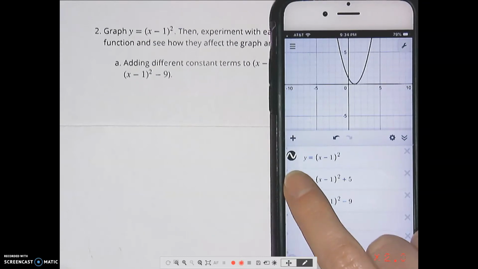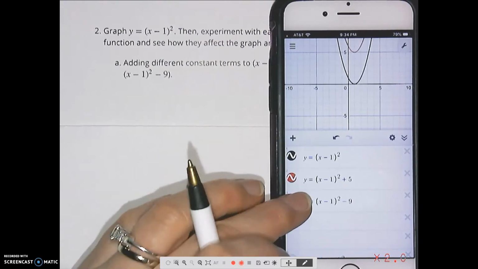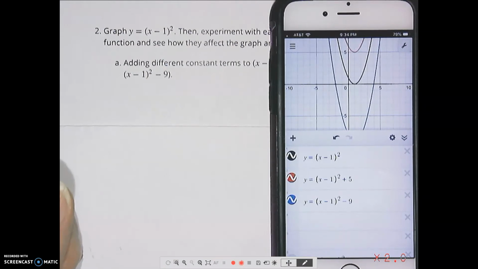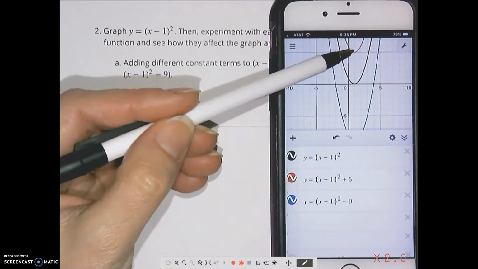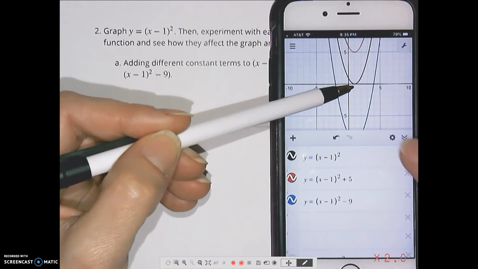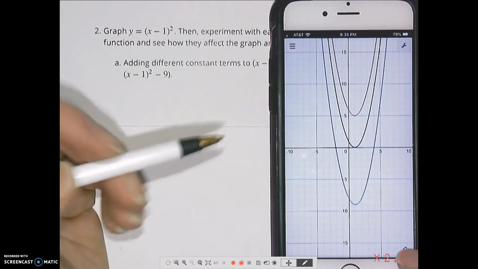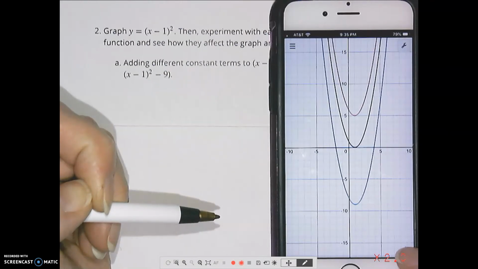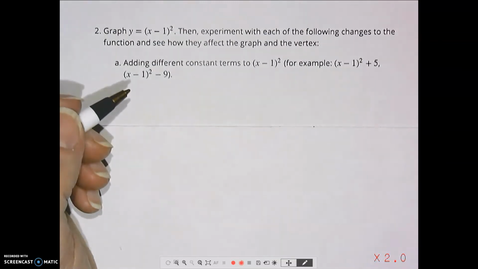So now let's see what happens if we add a constant term to the quantity x minus 1. So if we add 5 to it, or we subtract 9 from it, what happened there? When we added the 5, it moved it up 5 spaces. When we subtracted the 9, if we get rid of this for a second, it did move it down 9 spaces there. Did it do anything to the x-coordinate of the vertex? Nope, not at all. So let's write those things down.